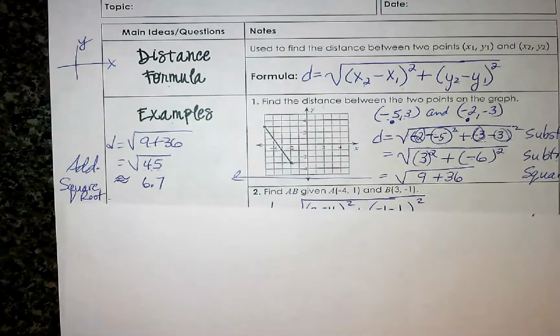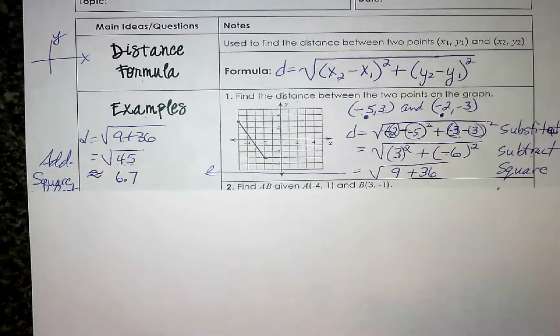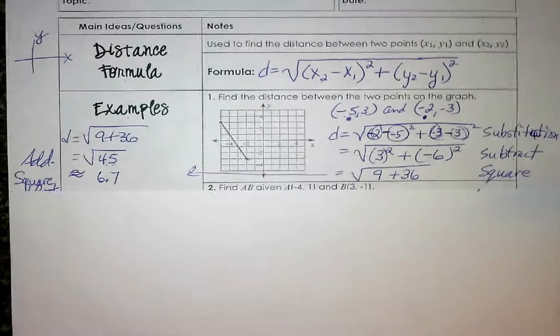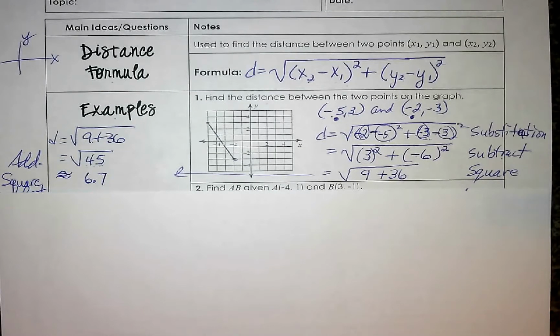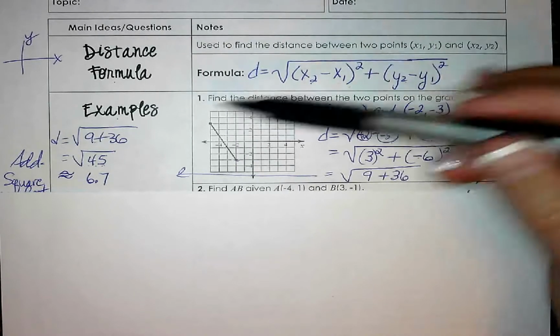So just as a quick review for those steps, it's a lot of things. None of those are hard. You've done all of these before, but you just got to take your time, because the signs will just ruin you if you're not careful. The distance formula is the formula to use to find the distance between 2 points on a coordinate graph.